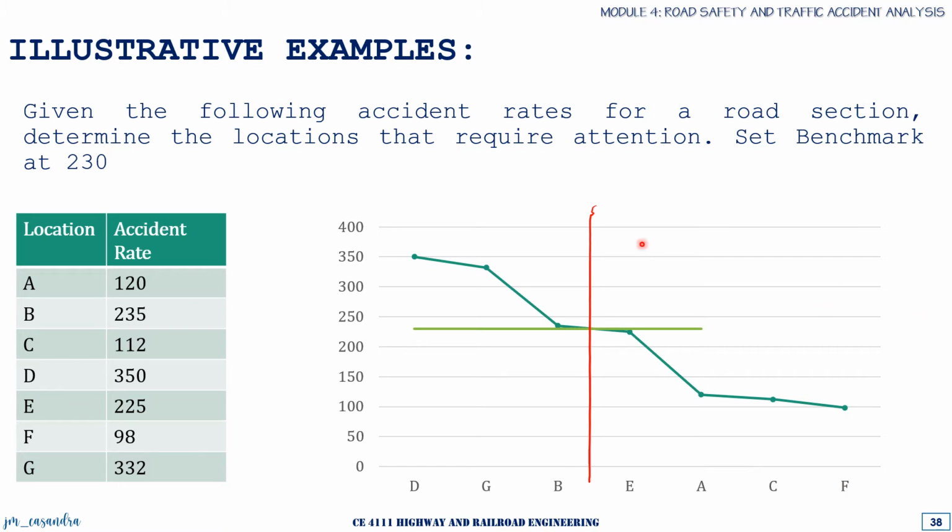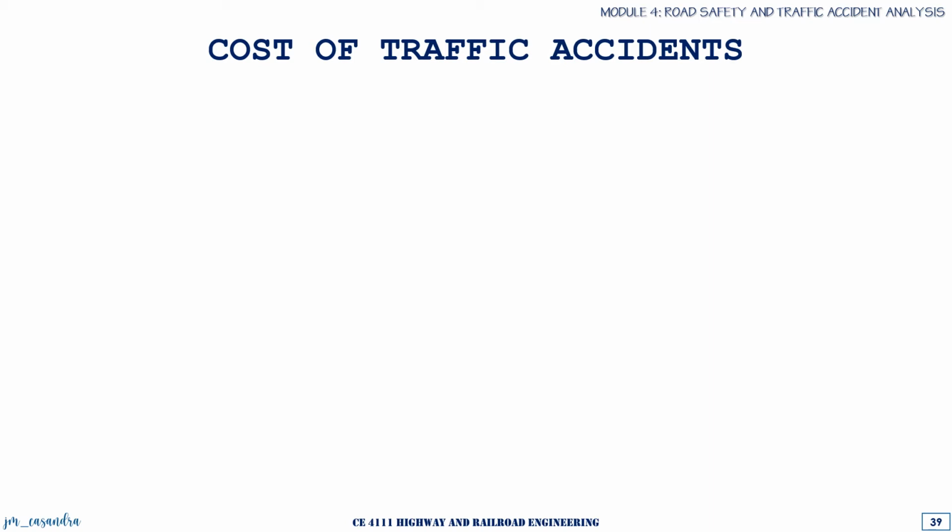So at this line, all locations before this line will be our hazardous locations. That will be D, location G, and location B. So next, for our traffic accident analysis, we have to know the cause of traffic accidents.